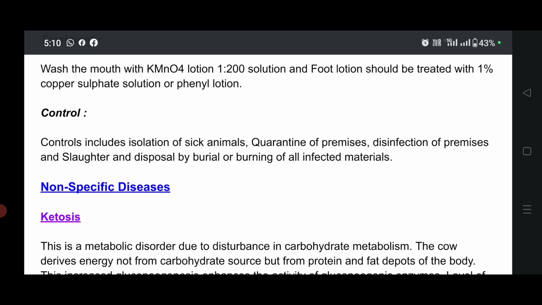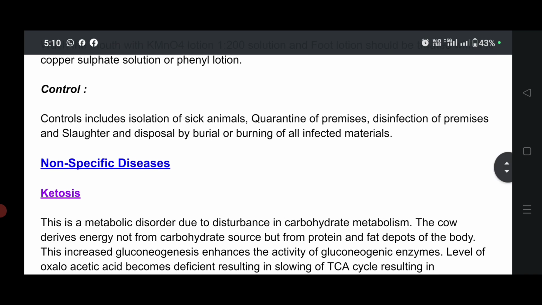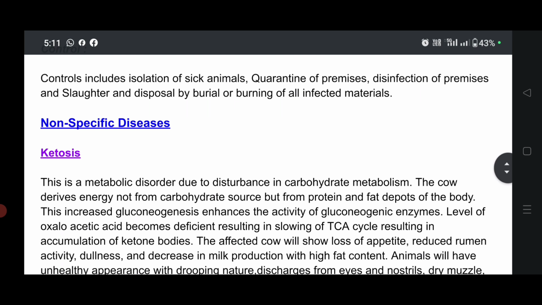Non-specific diseases. Ketosis. This is a metabolic disorder due to disturbance in carbohydrate metabolism. The cow derives energy not from a carbohydrate source but from protein and fat depots of the body. This increased gluconeogenesis enhances the activity of gluconeogenic enzymes. The level of oxaloacetic acid becomes deficient, resulting in slowing of the TCA cycle, resulting in accumulation of ketone bodies.